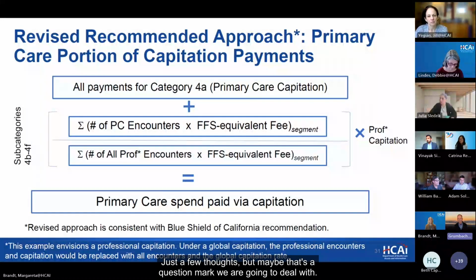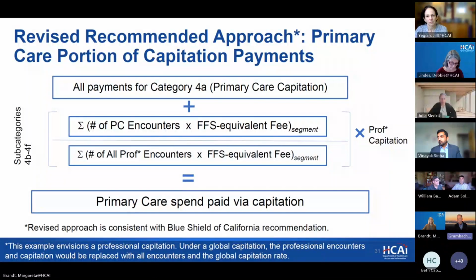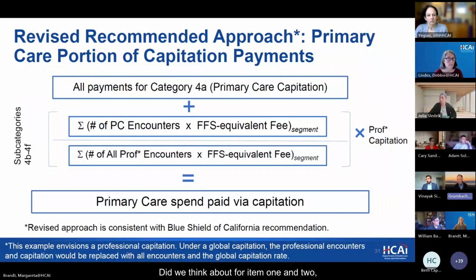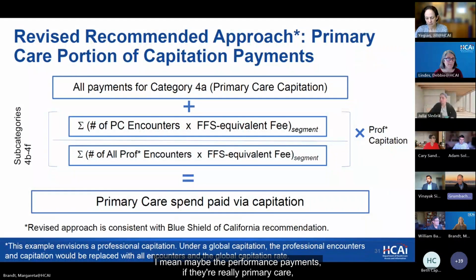Just a few thoughts. But maybe that's a question, Margarita and Deb. What did we think about for item 1 and 2? Maybe the performance payments, if they're really primary care.